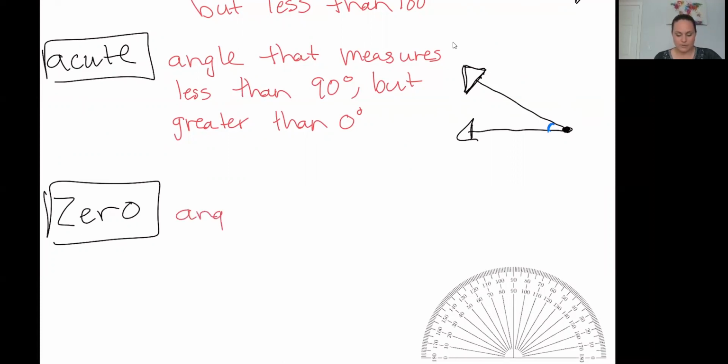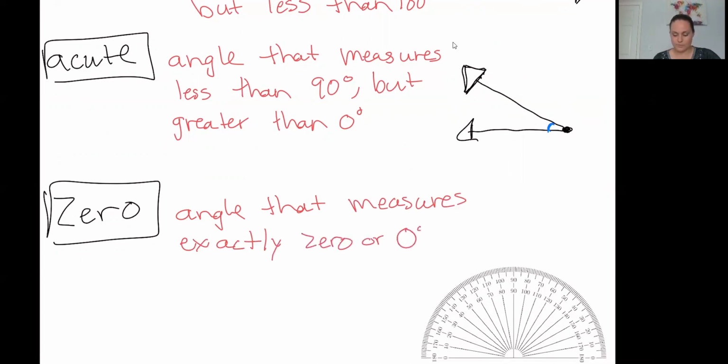It's an angle that measures exactly 0 or 0 degrees. Okay, so if we think about our protractor, our zeros are over here on the bottom. What that means when it's 0, it's nothing, it's laying flat. So when we draw our 0 angle, it looks like this. We would have our point, we'd have our bottom ray, and your arrows are very important so you know which way that your rays are going.